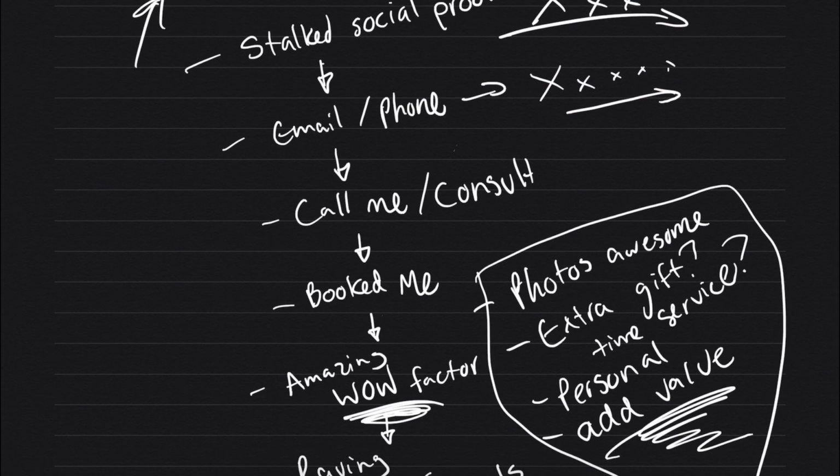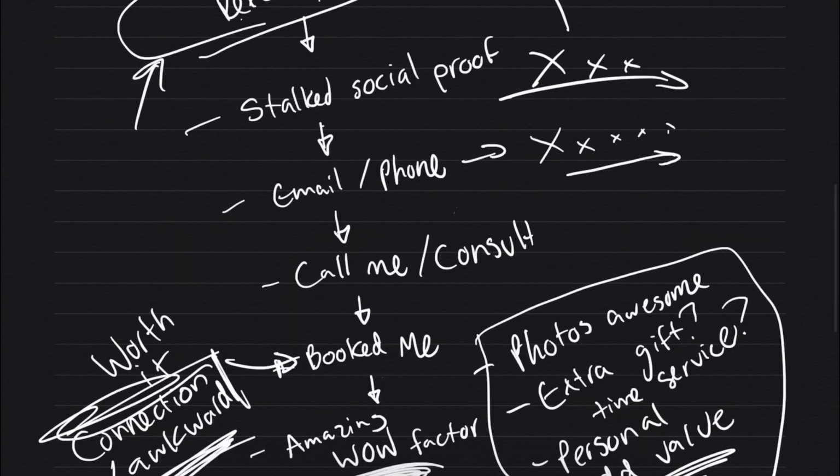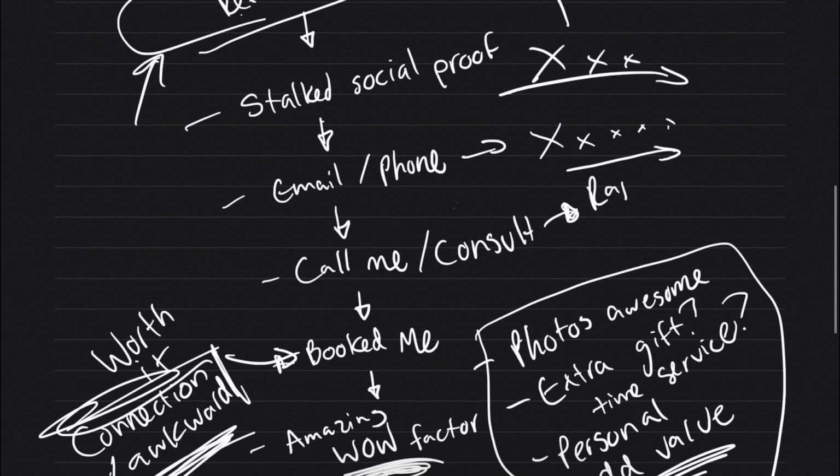Now we're going to go to the book me step. So obviously, in order to book me, they're going to have to feel like I am worth it. They're also going to have to feel like they have a connection with me, and it's not super awkward. Next step would be the call me and the consult. So I'm going to think about, okay, what is this going to take to actually do this well? What would that involve? So I want to build rapport, I want to add value, and establish myself as a professional.